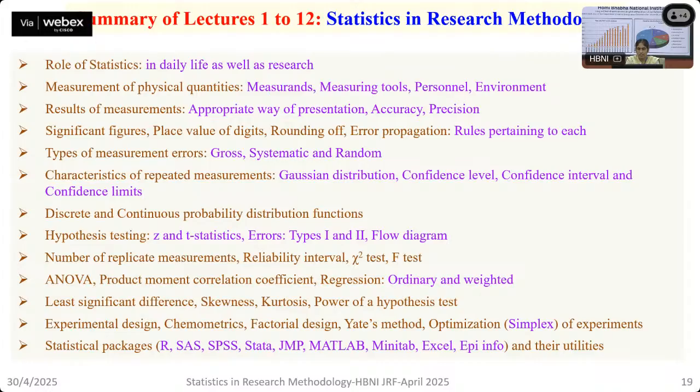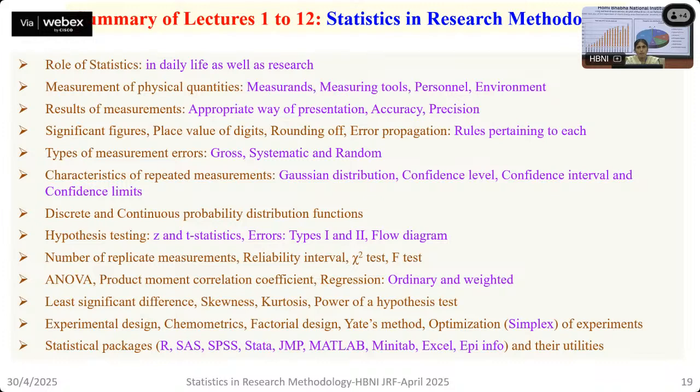Then the regression analysis via ordinary as well as weighted regression, presuming that the errors are occurring only in the dependent variable. Then the least significant difference: when we did the F ratio test, we found that there is a significant difference between two sets of data. To find out which one is causing the difference, that least significant difference method via the paired t-test was done.